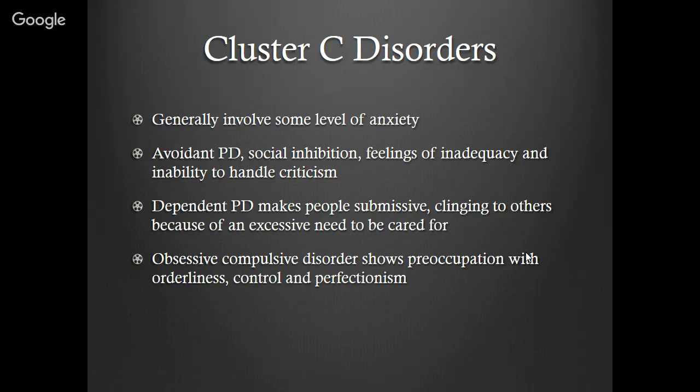Cool. The cluster C tends to be some kind of anxious one. So you get avoidant, which is where people feel kind of inadequate. They don't like it when you, well, I mean, no one likes it when you criticize it, but they really can't deal with it. Dependent is where people are dependent on each other. So they get really submissive and they'll cling to others because they basically want to be taken care of. And then OCD, you all have heard of, basically just really all about being orderly, control, perfectionist, all that kind of stuff.